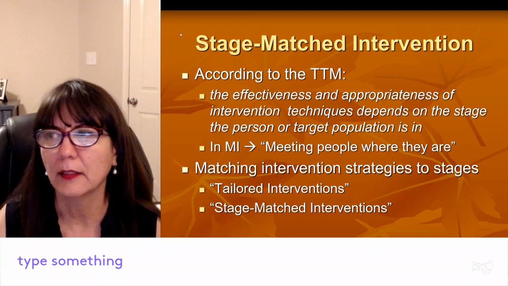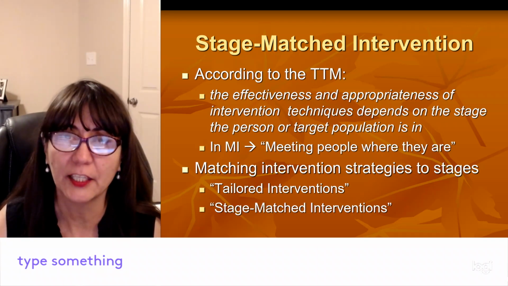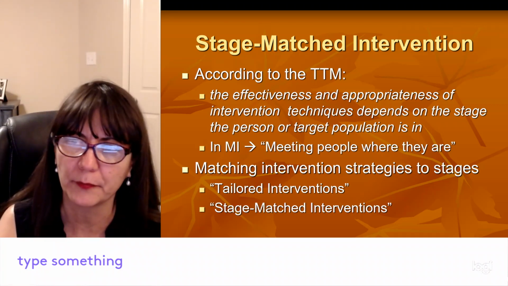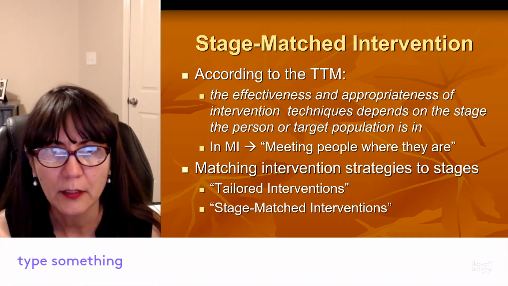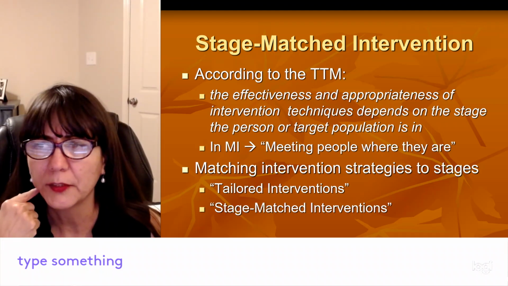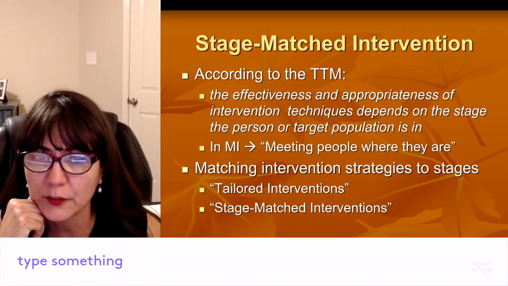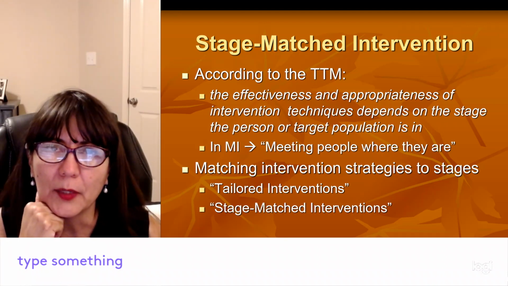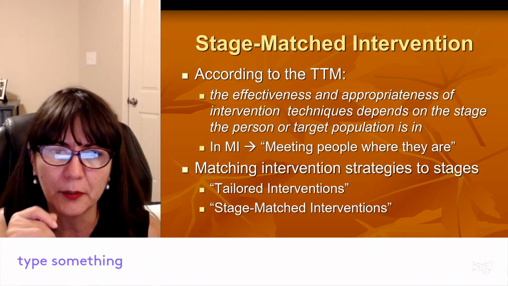So the textbook talked about tailoring, right? Interventions depending on the stage that the person finds themselves in. Okay, so you have to tailor the program, the intervention, to their specific stage. So according to the transtheoretical model, the effectiveness and appropriateness of intervention techniques depends on the stage the person or the target population is in. So that's really important. We have to first measure and find where people are at.